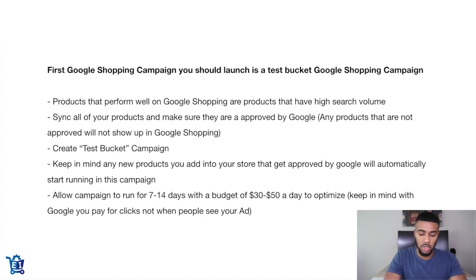What you want to do is allow your campaigns to run for at least 7 to 14 days with, again, the budget of $30 to $50 a day to really optimize. The reason is that Google works very similar to Facebook, as in, the first couple of days, it's really just optimizing, seeing which products are doing well, getting in front of the right people, things like that. So you want to give it some time to actually optimize. You can't really judge a campaign from 2 or 3 days. I would say at least 7 to 14 days is enough time.